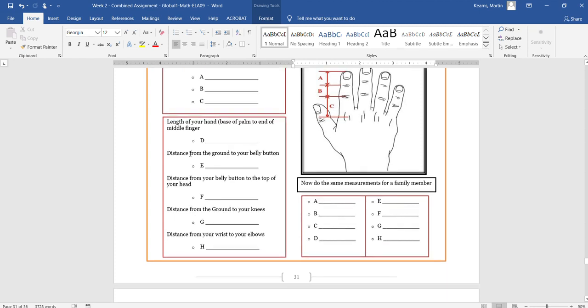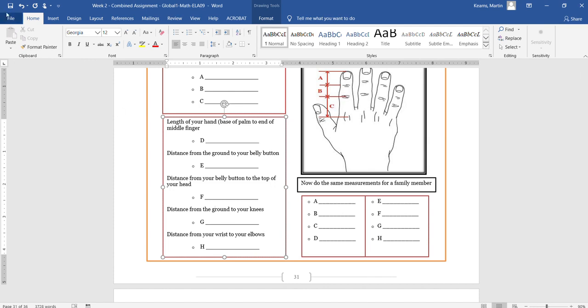And the distance from the ground to your belly button, so you're probably going to need a tape measure for that, but you can try to use a ruler. Distance from your belly button to the top of your head, distance from the ground to your knees. Let's fix that, that shouldn't be a capital. And then distance from your wrist to your elbows.